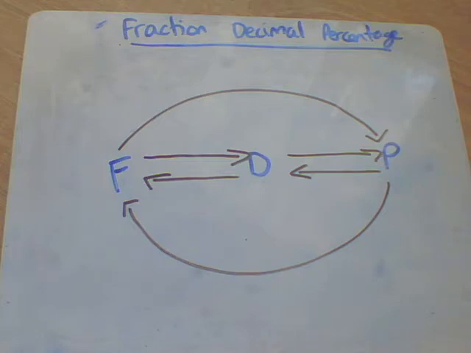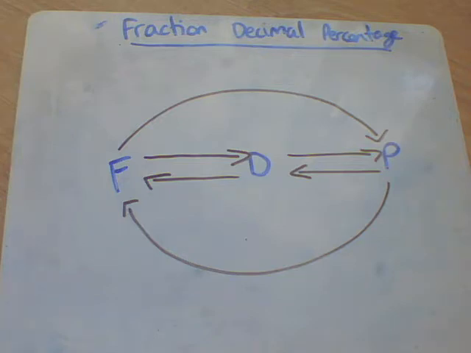So the first thing I want you to do is make a diagram like this on a piece of paper, because this is going to be your help sheet for the rest of the questions that you do. So what we're going to do is basically every single arrow is going to have an instruction on it, and that is going to allow us to get from one thing to the other seamlessly.